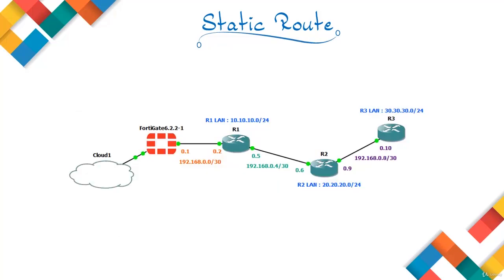So this is the network diagram on which we will be configuring the static route. I have 3 Cisco routers which are connected to each other, which is also connected to a FortiGate device. So I'll be configuring static route on each of these devices and show you how a packet is forwarded from one router to the next and how it reaches the destination based on the static route.